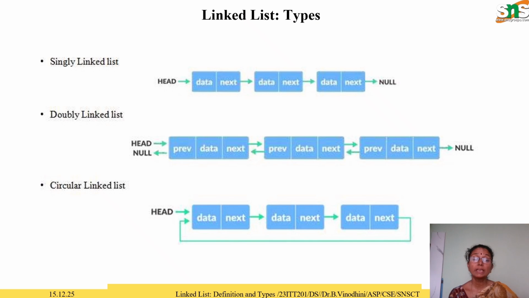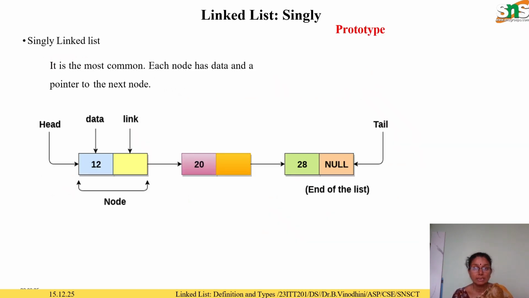Next is the circular linked list. In the singly and doubly linked lists, the last element's next part contains null, which means there is no element after it. In the circular linked list, the last element points to the first element, so it is in circular form. The last element contains the data part, and its next part contains the address of the first element. That is the representation of the circular linked list.